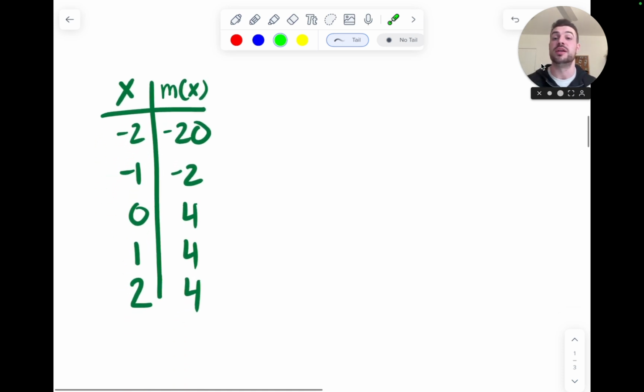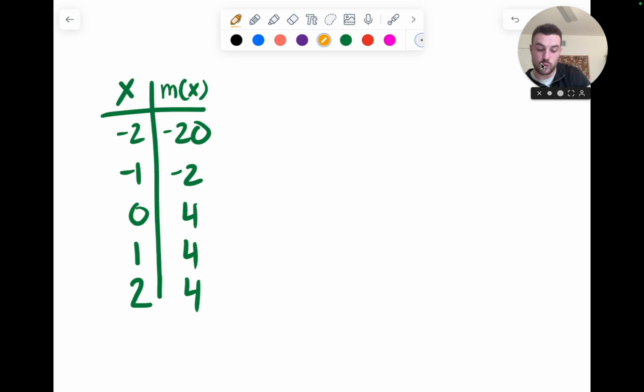What I would like you to do is pause the video, write this down, and then try to see if you can determine what type of polynomial is represented in this table. I'll give you a second to pause, and then I will do this on my own.